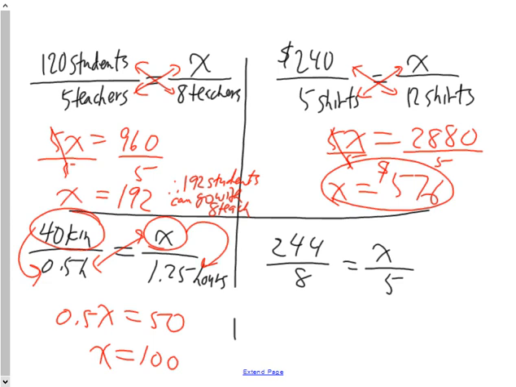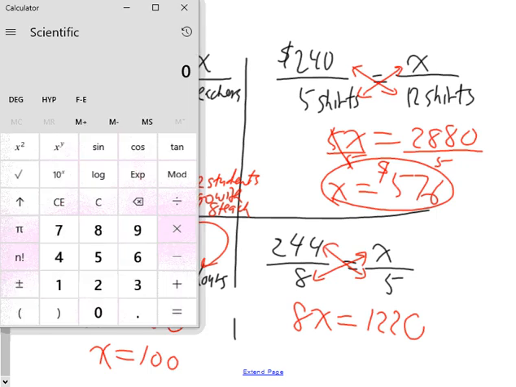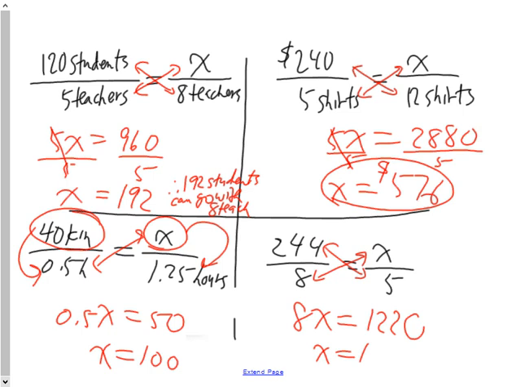And the last one using this algebraic method, I'm going to get 8x equals 1,220, which is what 244 times 5 is. Divide both sides by 8 to isolate the variable, so 1220 divided by that coefficient of 8 will equal 152.5, so x equals 152.5. And since there's no context, it doesn't mean anything.